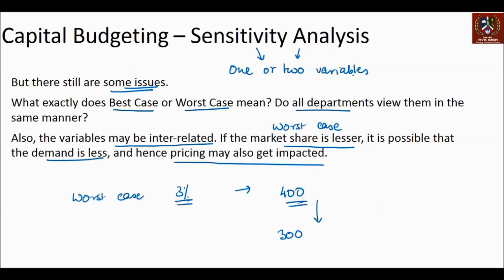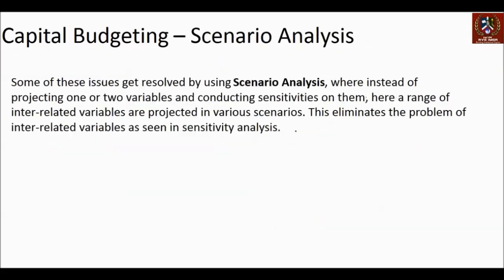And because we are playing with only one or two variables or inputs at a time, it is fairly possible that interrelated variables, where let's say if market share goes down, pricing may also fall, can create a lot of problems here, right? So if market share goes down, pricing going down, that is an issue that comes up in this kind of an analysis. So what do we do in this case? We turn our attention to something known as scenario analysis.